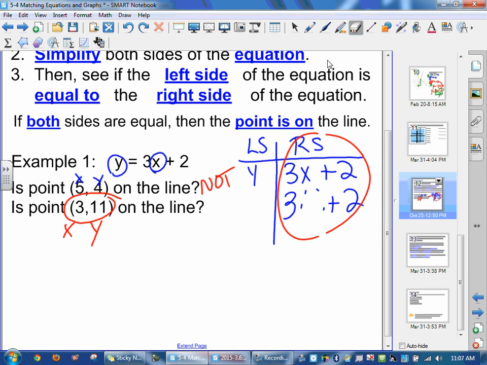Well, let's solve my right-hand side. If I take 3 times 3, how big do I get? 9. What's 9 plus 2? 11. So in this case, my left side does equal my right side. So that means, yes, this point is on that line. Okay? That's how we can tell.